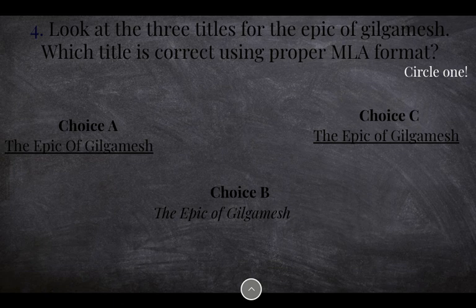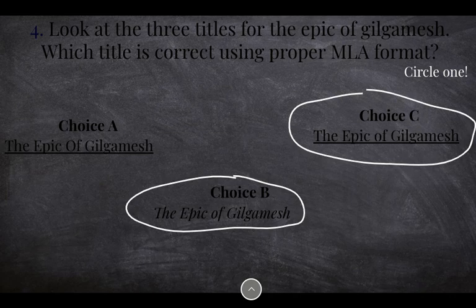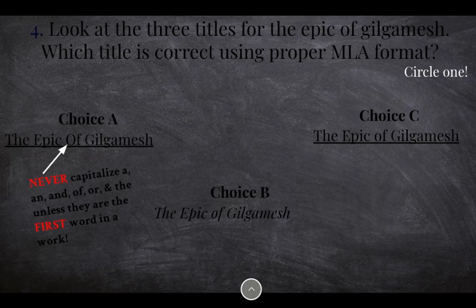Let's talk about titles. Let me see what you know. Look at the three titles for the Epic of Gilgamesh. Which title is correct using proper MLA formatting and capitalization rules? If you said B and C, you are exactly correct. Now, why wasn't A correct? Simple reason. Of, and words like a, and, or, and the are considered articles. In MLA formatting and titling of actual works, you never capitalize an article unless it's the first word in a work. Another important VIP.